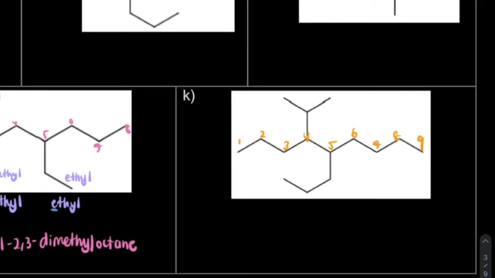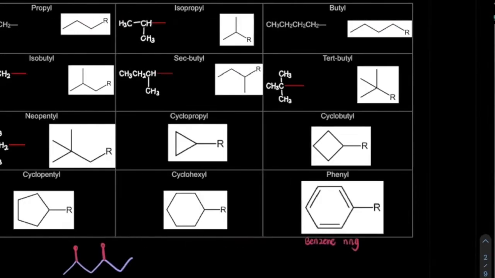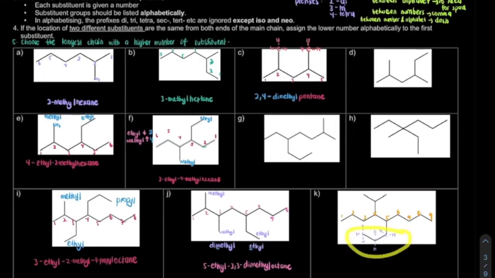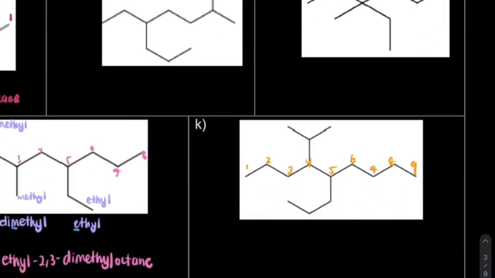But this substituent is a little different. Let's look at our substituent. Here we have 3 carbons, so there is CH2, CH2, CH3. So here is actually your propyl. This one is the same. How about the other one? Let's label it first: this is propyl.